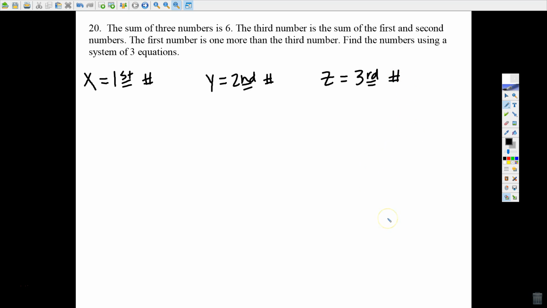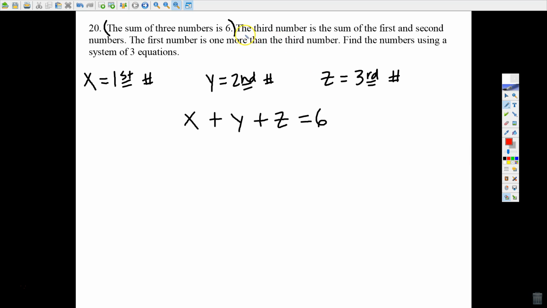And the trick to being able to solve these types of word problems successfully is to just pick out sentences that represent equations. For example, this very first sentence says the sum of 3 numbers is 6. Well, let's take these 3 numbers, x, y, and z, add them up, and make the total, their sum, equal to 6. Well, there's one equation.